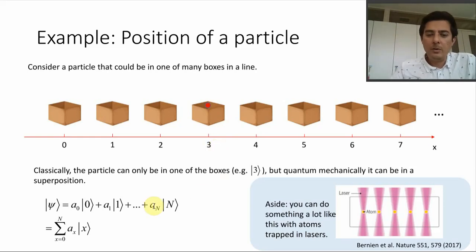The way that we would write that quantum mechanically is with a wave function which describes the state of the system. These states 0, 1, and so on up to n are the states of the particle being in one of these boxes. State 0 means the particle is in box 0, state 1 means the particle is in box 1, and so forth. Quantum mechanically, we are allowed to have a linear combination of these, so we can form a vector out of all these different states.